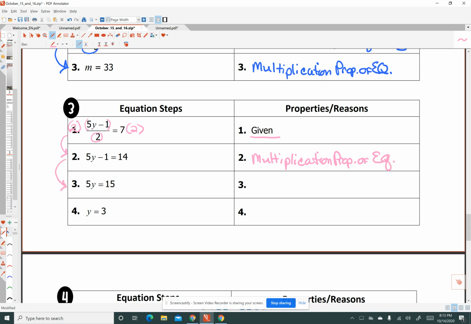Now we need to go from step 2 to step 3. Looks like we added 1 to both sides using the addition property of equality. And now, in order to isolate y, we say, what is happening to y? Well, it's being multiplied by 5. And to isolate it, we had to divide by 5. Whatever we do to one side, we do to the other. In this case, using the division property of equality.